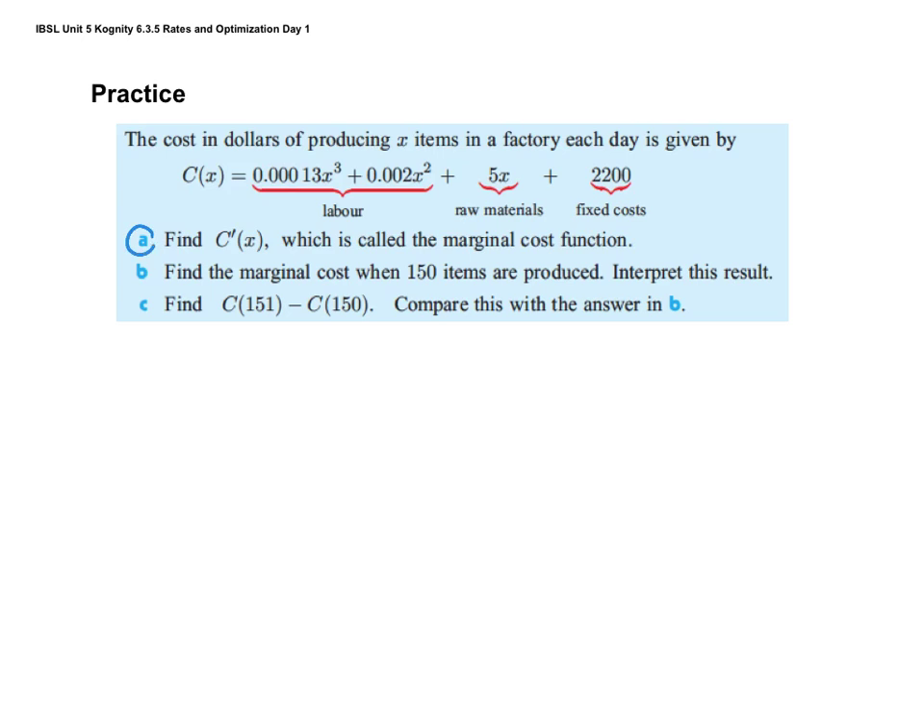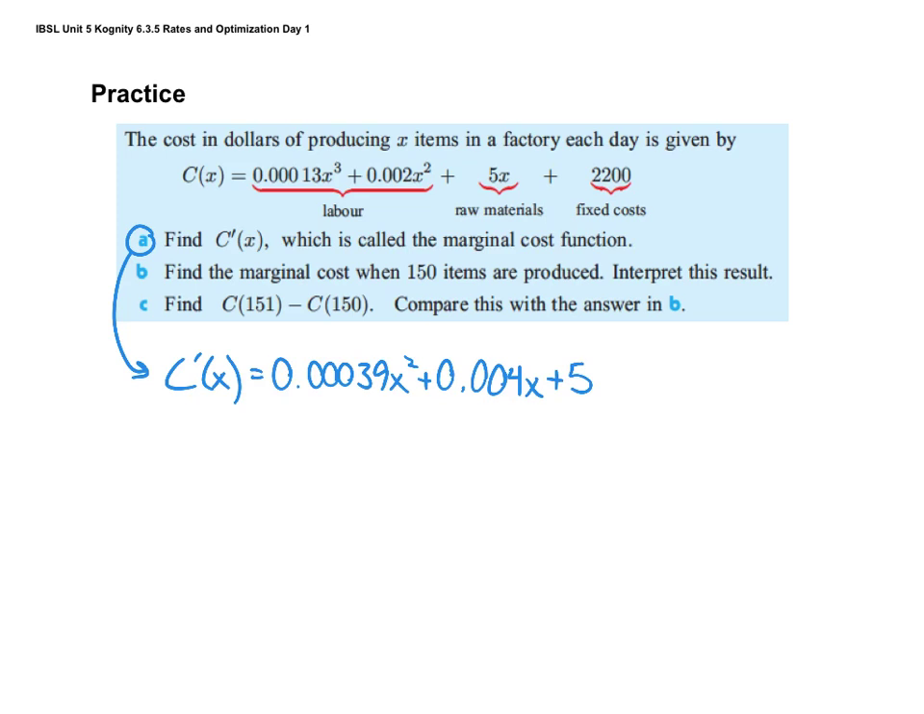Okay, so C prime, our marginal cost function, C prime of x, is going to be 3 times 0.00013, so 0.00039 x squared, plus 0.004 x plus 5. That's going to be our marginal cost.